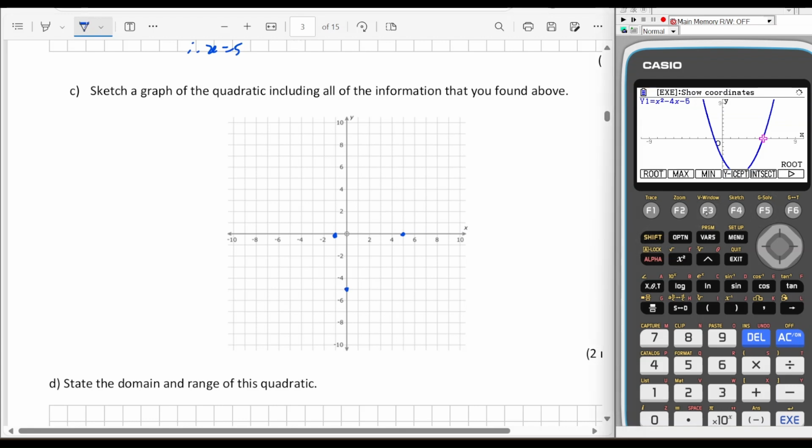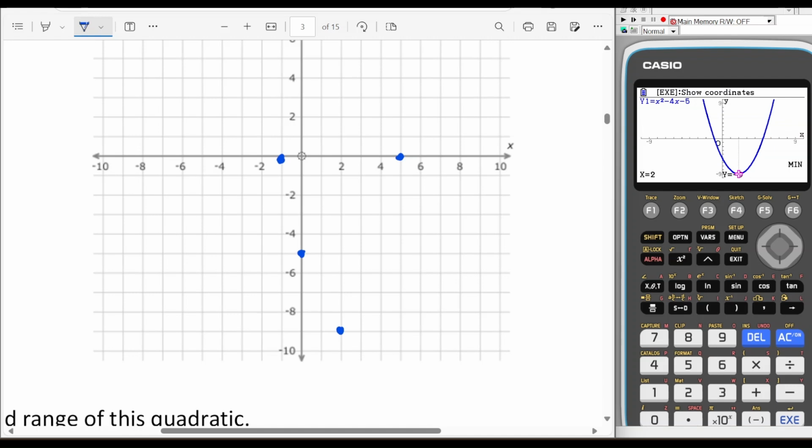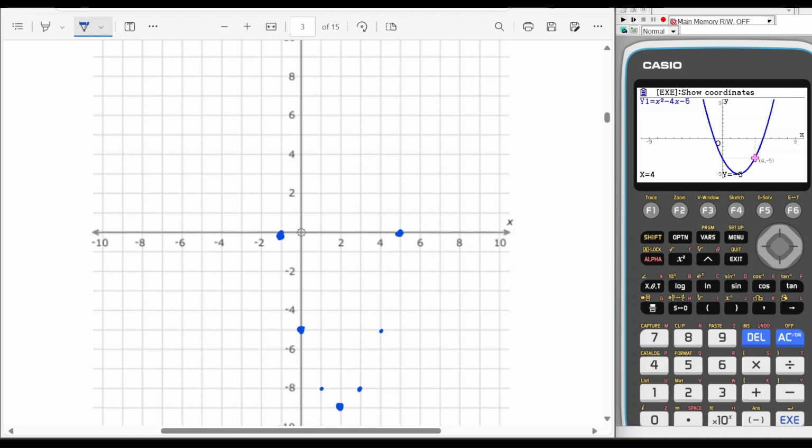What I might also want to put on is the minimum. That's 2 and minus 9 for the y. Bit hard to see on the calculator, but it is just there. That's going to be the minimum point there. And then we can join up our quadratic. If you want some middle points, you can get them. So if I want to know what my quadratic equals at 3, I can pop that in: minus 8. At 4, minus 5. And you can use that to get a rough shape of your quadratic before you commit to joining it up.